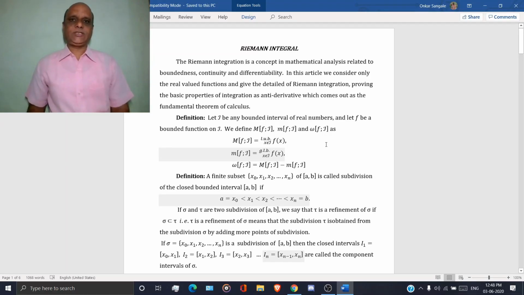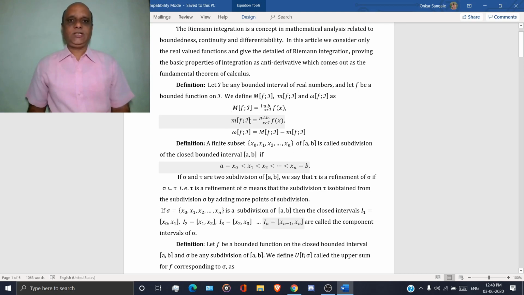Today we will see the second part of the article Riemann integral. In the first part we have seen some definitions, theorems and examples regarding this. We will just review what we have seen first.